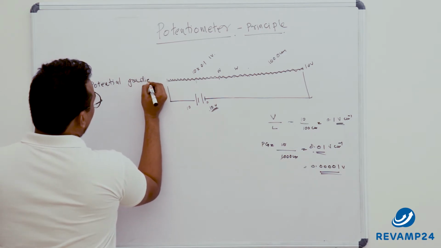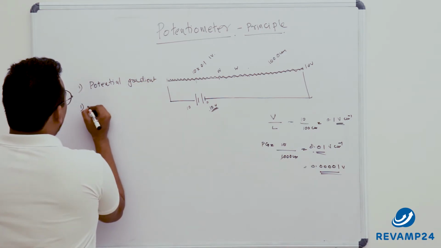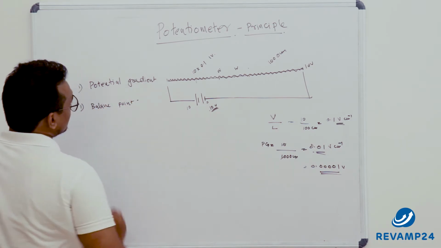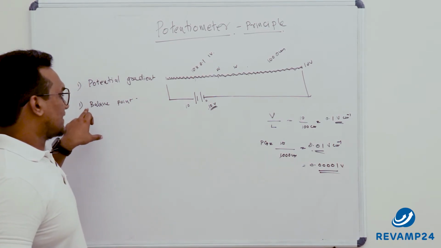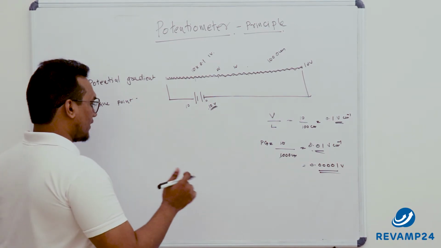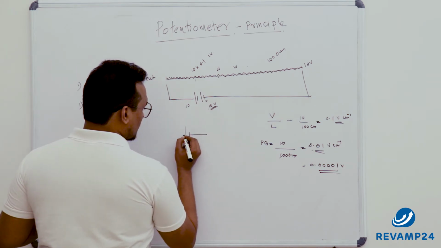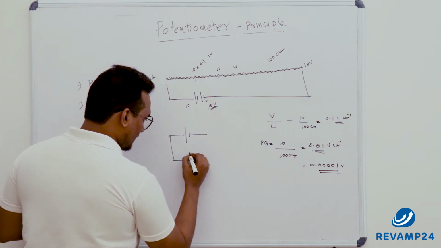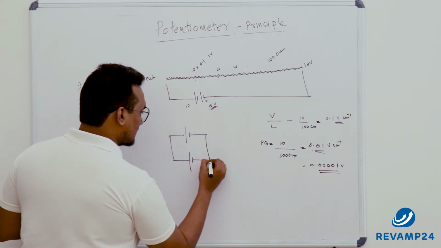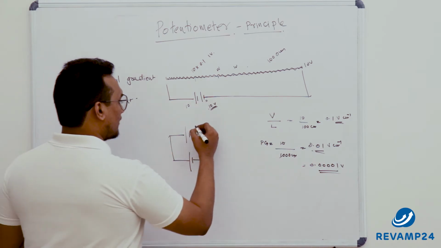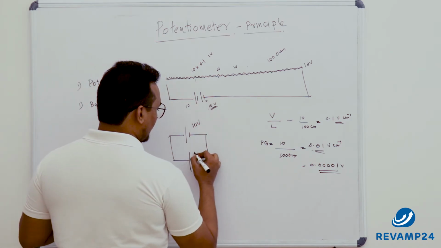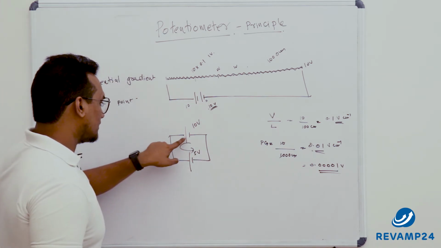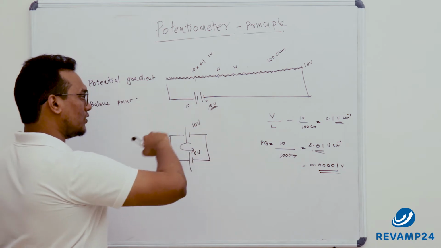And one more principle we have, that is the balance point. For example, we have a cell in this way and it is now connected in series with another cell, but positive is connected to positive, negative is connected to negative. Now let's say we have 10 volt here and 5 volt here. In which direction will current go? In this direction, because this can oppose the 5 volt.